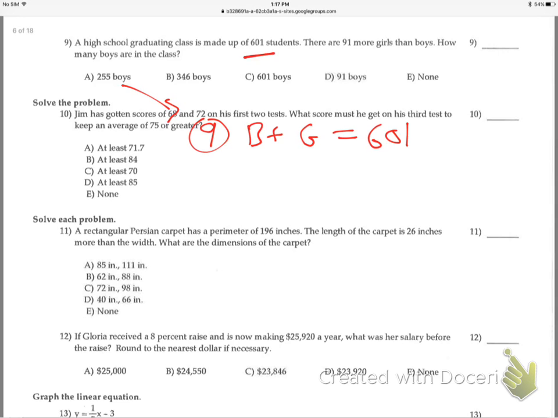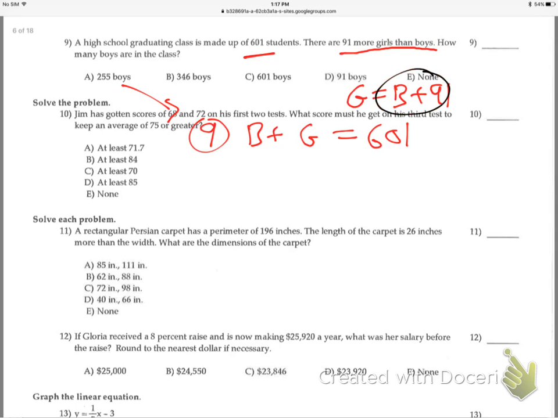So now, the whole trick is the second sentence. 91 more girls than boys. They're telling me something about the number of girls, aren't they? They're saying the number of girls is boys add 91. Isn't that what they're saying? 91 more. The number of girls is more. The number of girls is boys add 91. Is that good? It always makes sense when the math teacher does it. But the trick is learning to think that on your own.